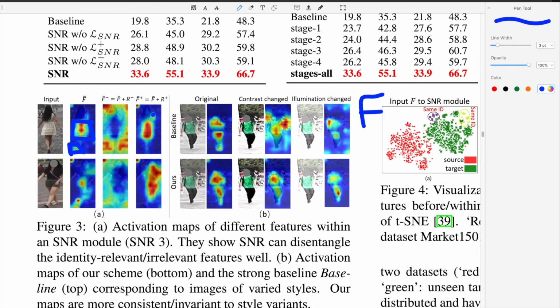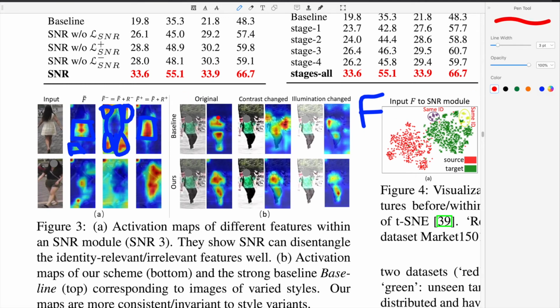So by performing the restitution part by adding the R+, you can see that the features are more focused on the body part of this image. And when we add R-, it does the complete opposite, where it focuses only on the irrelevant parts of the image, like this. And the same goes through this image as well. And the second image really shows the power of SNR.